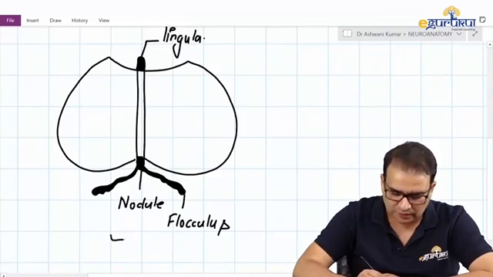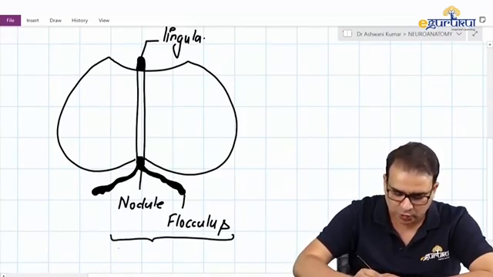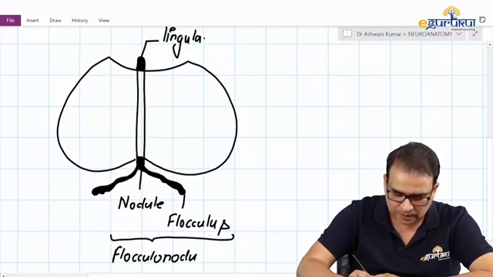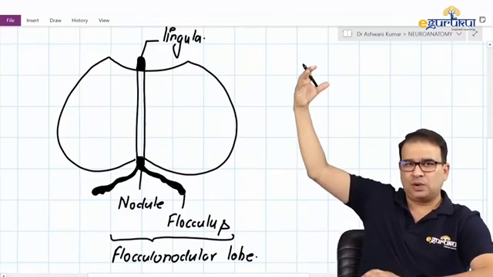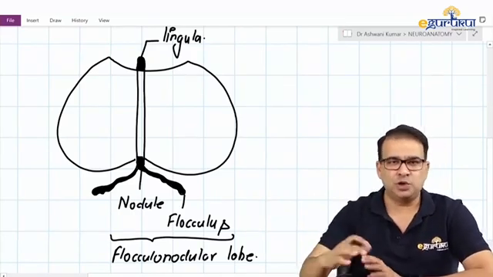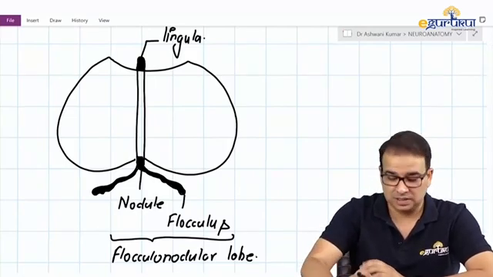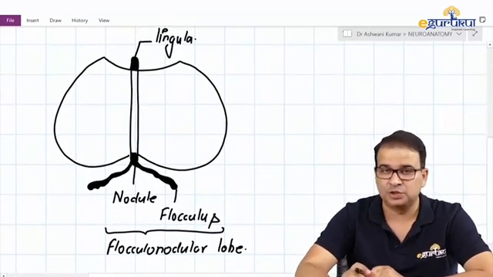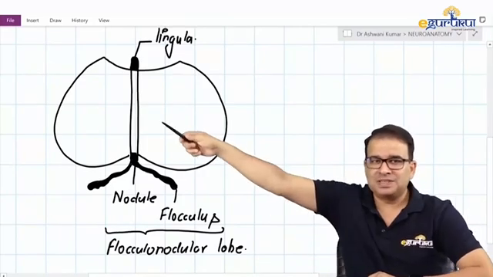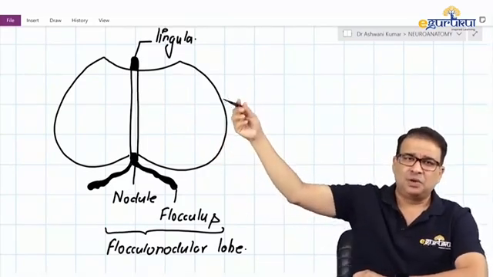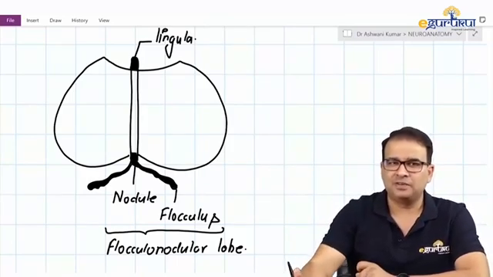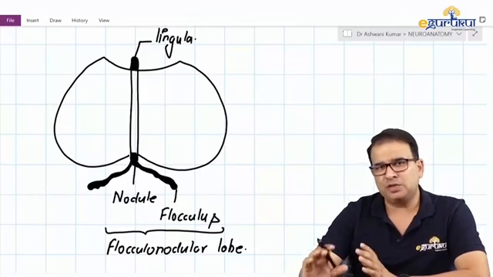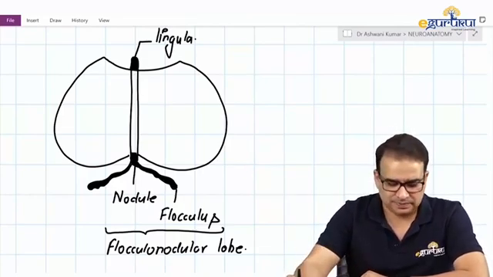In fact, nodule and flocculus together are called the flocculonodular lobe. So I can say lingula is one part of the vermis there, and then we have this nodule and flocculus, or flocculonodular lobe, the oldest part of the cerebellum when it comes to evolution. You know, this vermis, this midline band, has many names like lingula, pyramid, declive, folia. So there are many fancy names given to the different parts of the vermis. For the classification point of view, if you just remember the important ones, that is good enough.